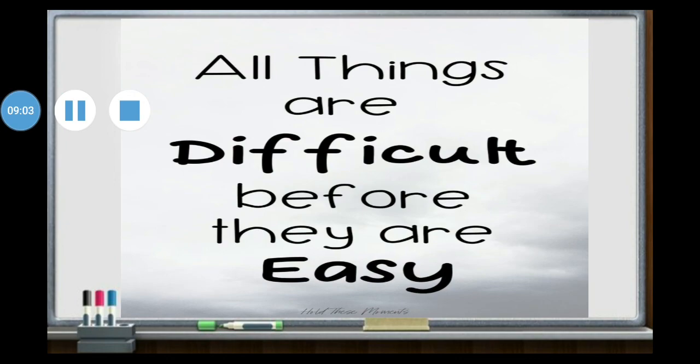All things are difficult before they are easy. So we have to make them easy after practicing.